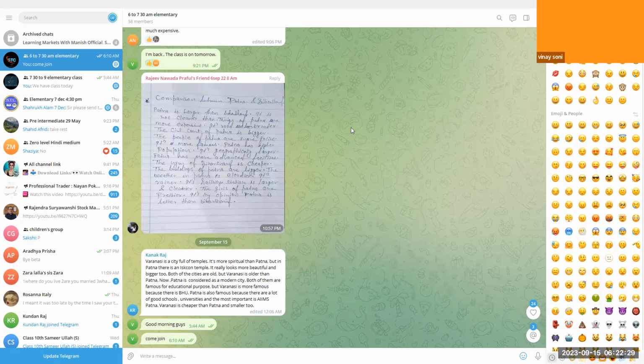Let's have another example. A is 5 feet 2 inches tall, and B is 5 feet tall. Neither of them is very tall.